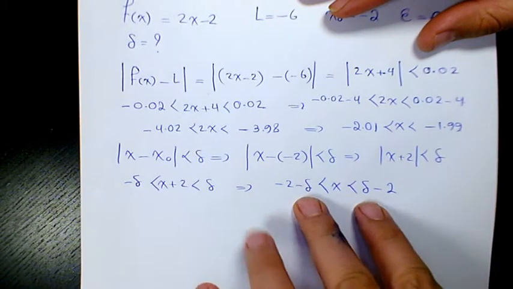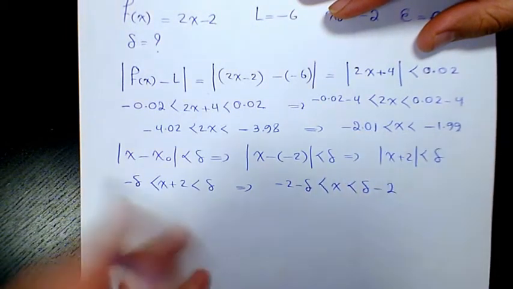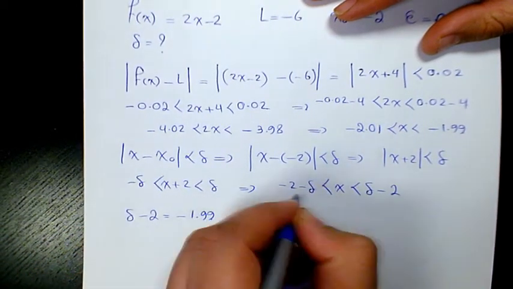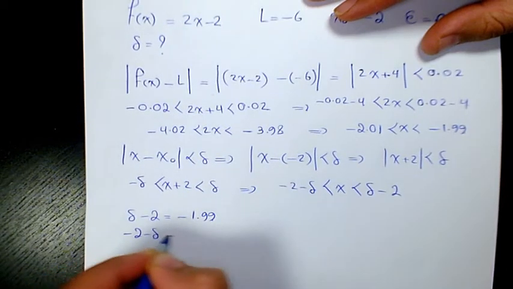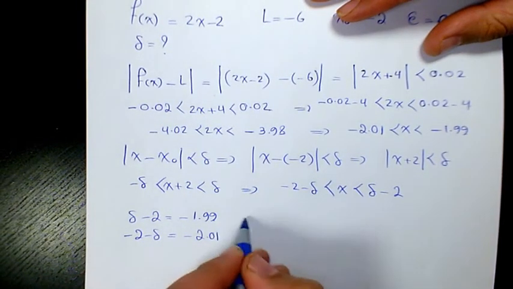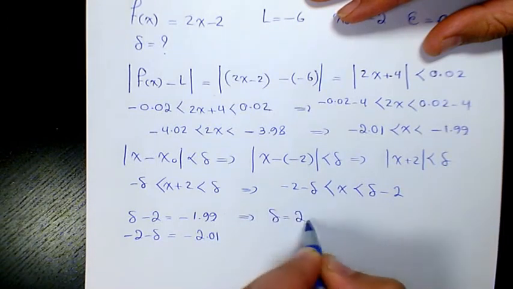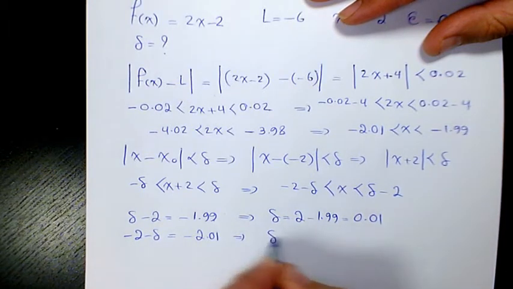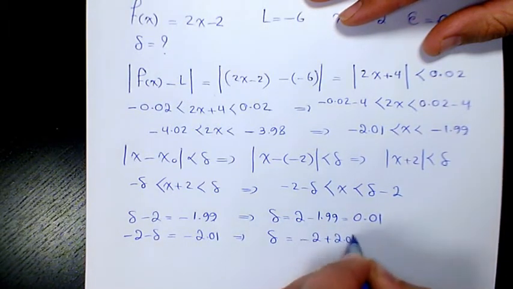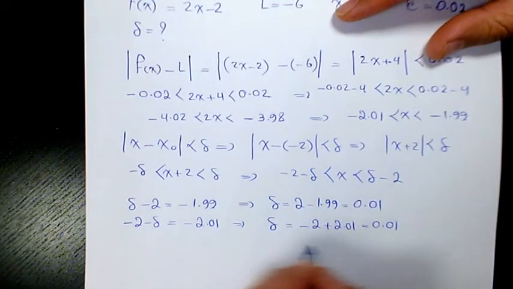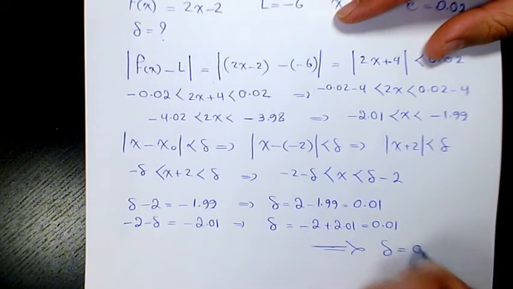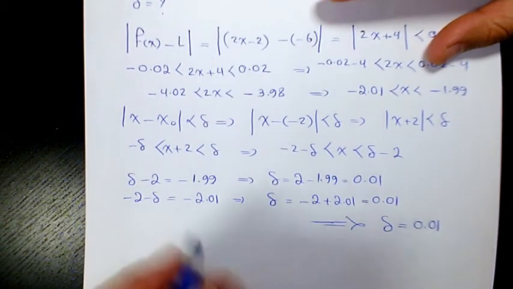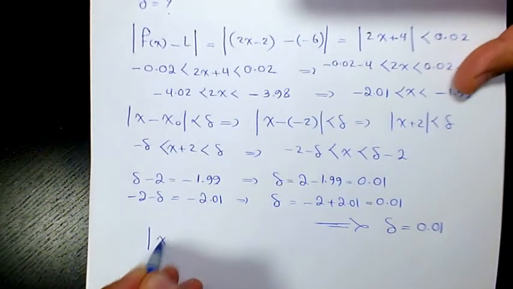So now if you compare it with the values in here, I'm going to say negative 2 plus delta is negative 1.99 and negative 2 minus delta is negative 2.01, which in this case delta is 2 minus 1.99, which is 0.01, and in here it is going to be 0.01 as well. Since they are equal, delta is going to be 0.01.